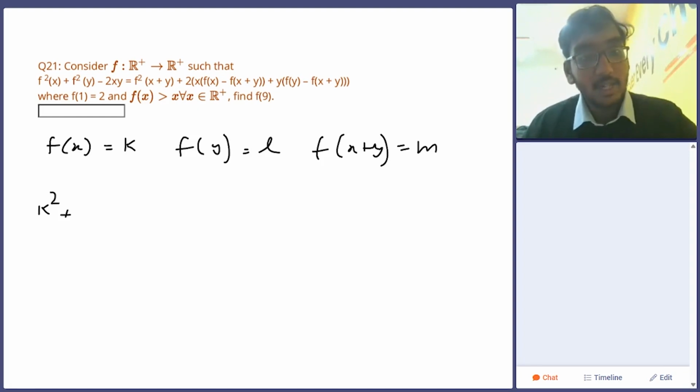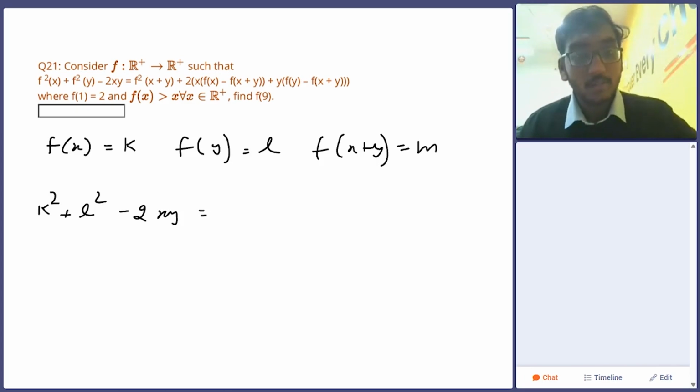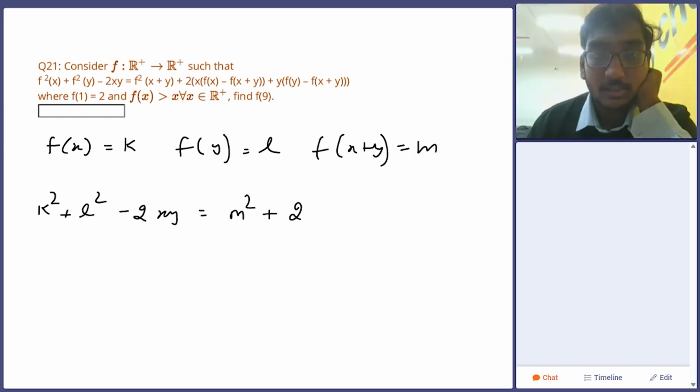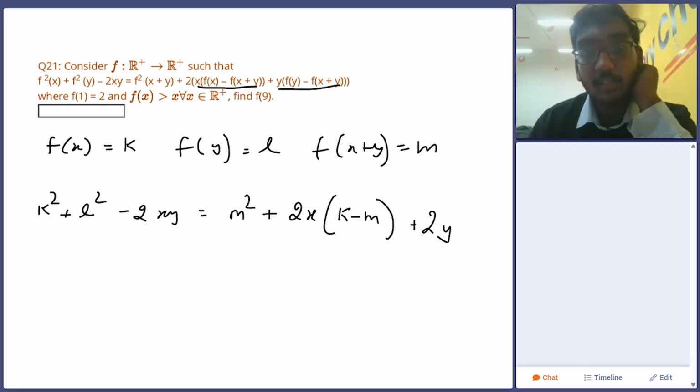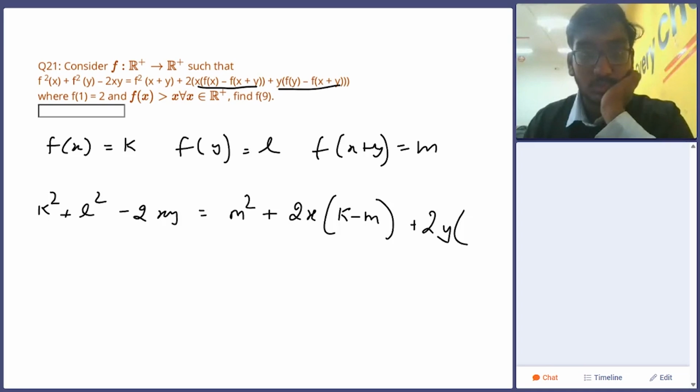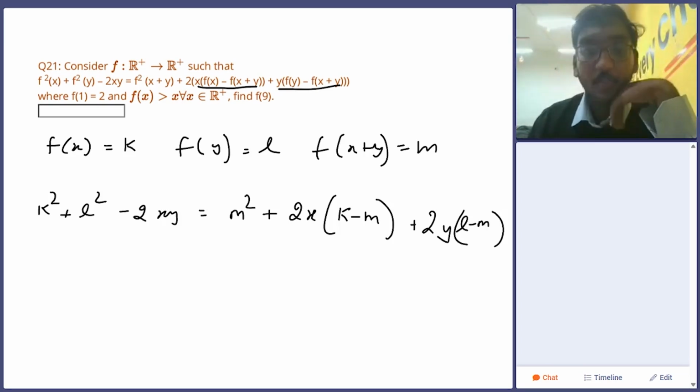What will it be? K square plus L square minus 2xy will be what? It will be m square plus 2x into this will be what? K minus m. Okay. Plus 2y into, actually 2 is multiplied for this term as well as this term. Okay. It's an overall bracket. Okay. Plus 2y into what? F of y minus f of x plus y. No, it will be L minus m. Okay. L minus m. Okay.